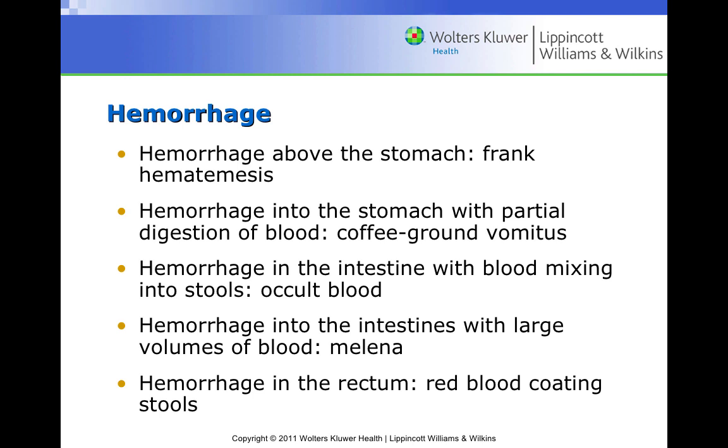I can also have hemorrhage occurring in the rectum, and that's more where the stool retains a brown coloring, but it has a red blood coating on the outside of it. Think of hemorrhoids. So the bleeding is occurring after the stool is formed, as opposed to as part of forming the stool with the occult blood and the melena.